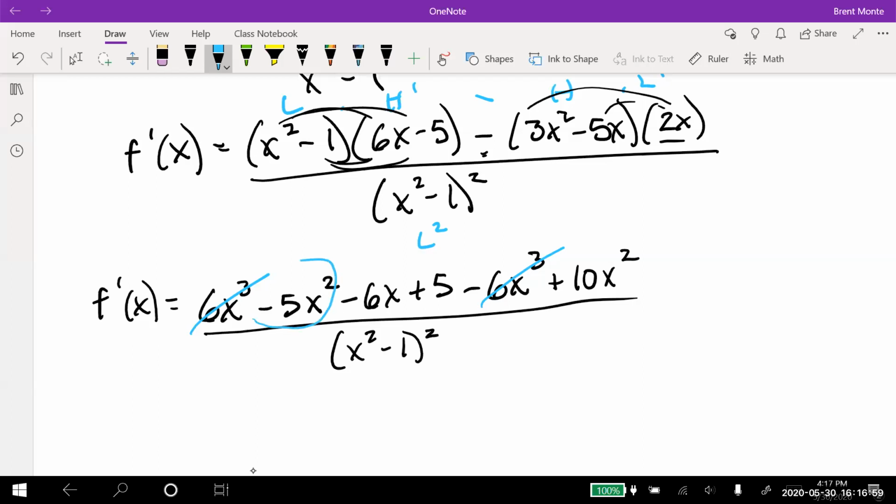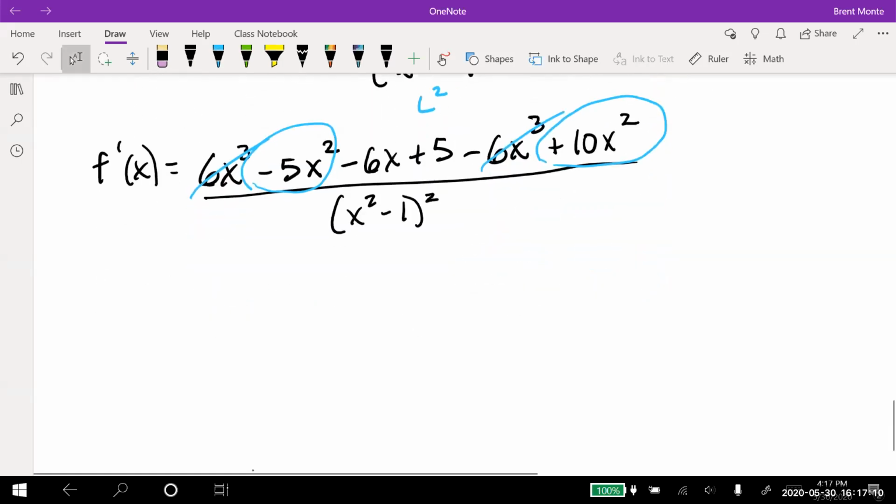This minus 5x squared and the plus 10x squared go together. They're like terms. They have the same exponent. That's all I can simplify. So let's go one more level here.